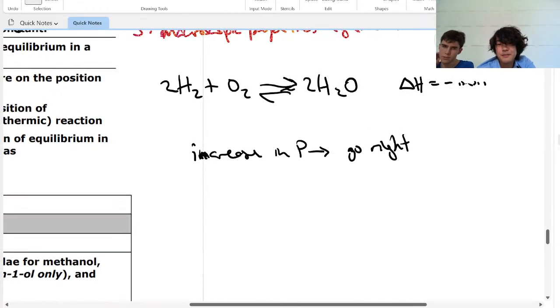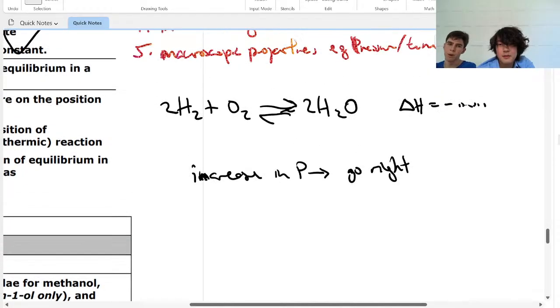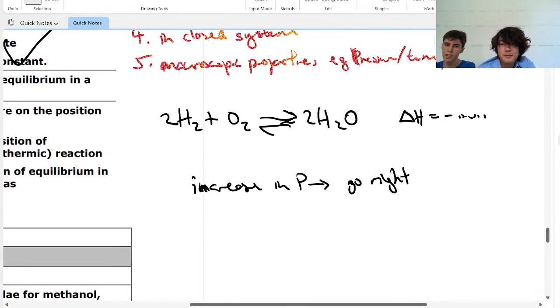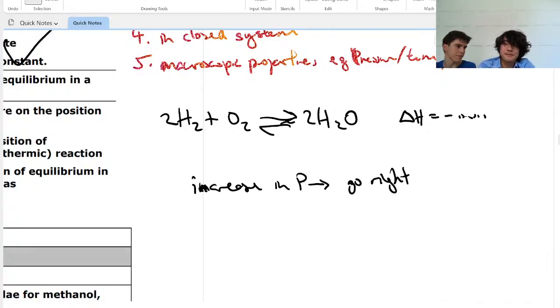Another thing they like to do to catch people out is that moles of stuff does not count if it's not in gas form. If it's a liquid or solid, it does not count. It doesn't matter for this reaction, but if it's a solid, then don't include it in the counting. You only want to count the moles of gas, because the moles of anything else won't change the pressure.